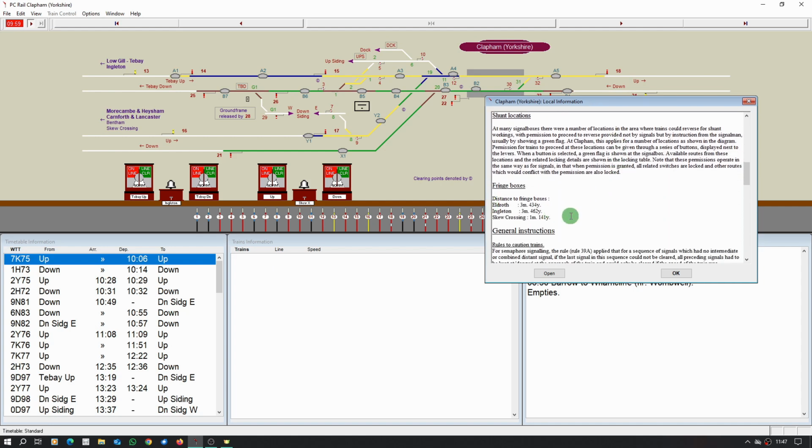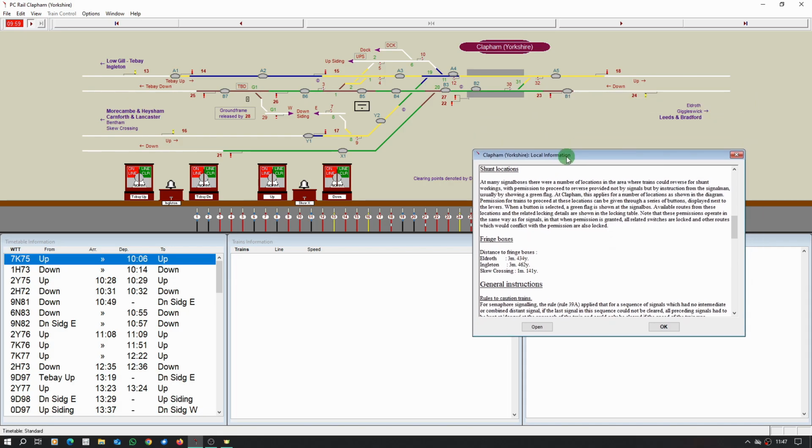Now the fringe boxes, we've got working to three boxes, of course. Eldroth, I think that's how you pronounce it. This is on the Leeds to Bradford direction. Now this is quite a way away, 3 miles 434 yards, so trains are going to take quite a while to get to this box. Even running at 60 miles an hour, they're going to take 3.5 minutes.